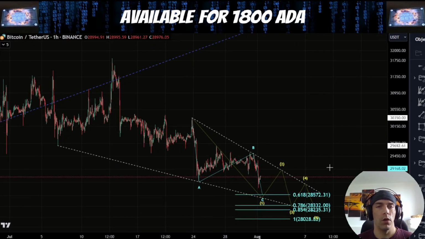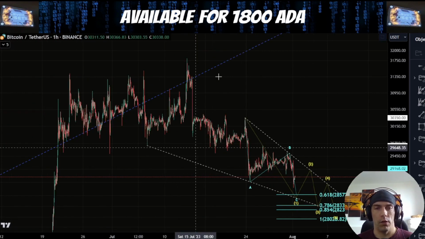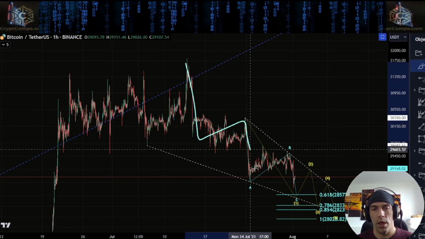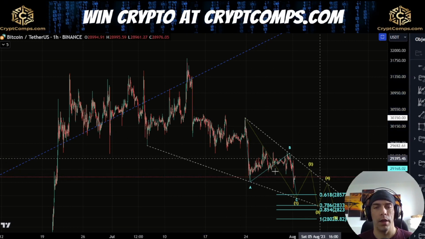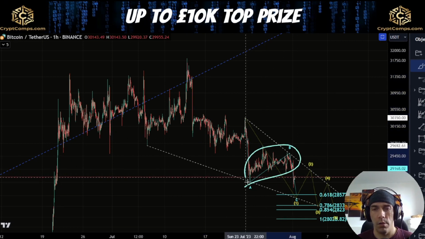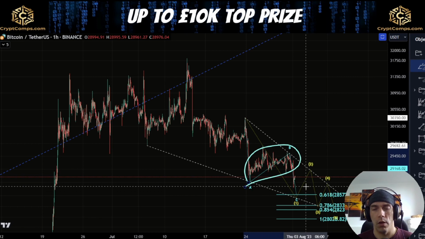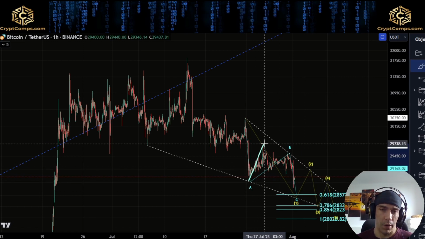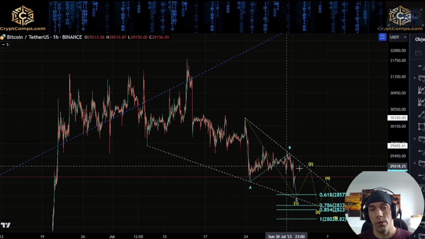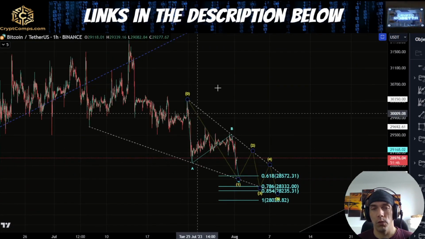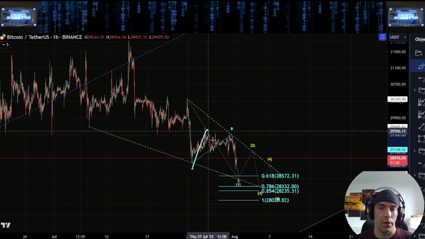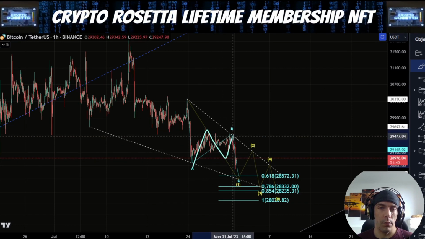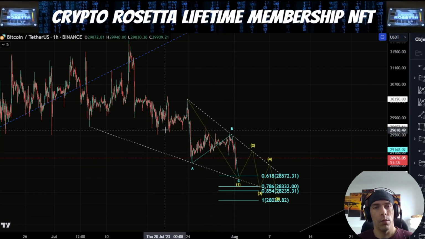Now, we could also argue within this structure that this could be ABC and this could be your wave 1. The problem that I have with counting it like that is effectively this area over here starts to become really hard to count as a zigzag pattern, which is what you want to see when you're looking for diagonals. You want to see the internals be clean zigzags. Now, it is possible that could be a diagonal for an A, this is a B, and then we have a really short C here. So we'll have to keep an eye on it.